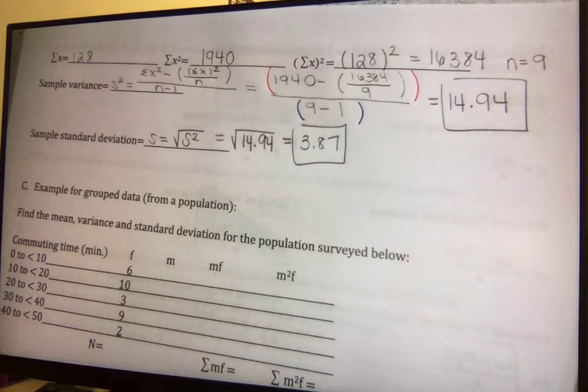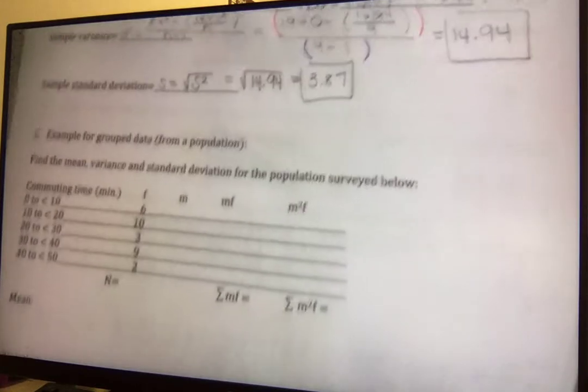Next example. For grouped data from a population. So last time we looked at a sample, now we're looking at a whole population. Find the mean, the variance, and the standard deviation for the population surveyed below.